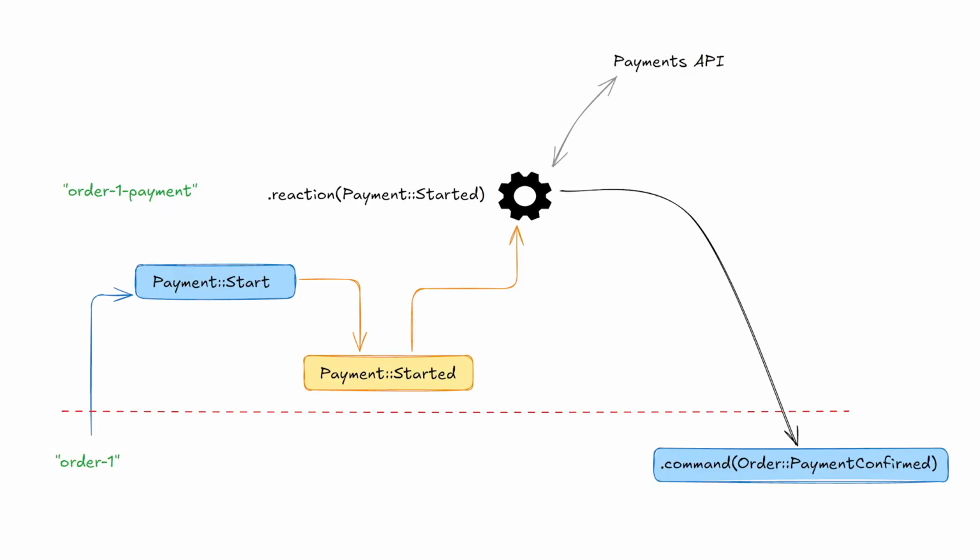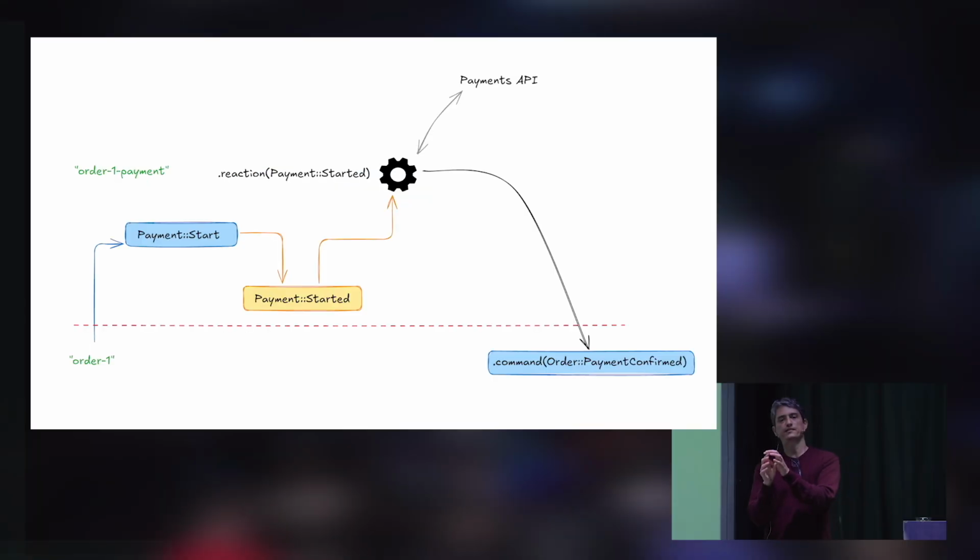And this is how that looks in visual form. So this is now the payment actor. It got a payment start command from the order that resulted in the payment started. And then there's that reaction. So it reacts to its own payment started event. And this is where the side effects happen.